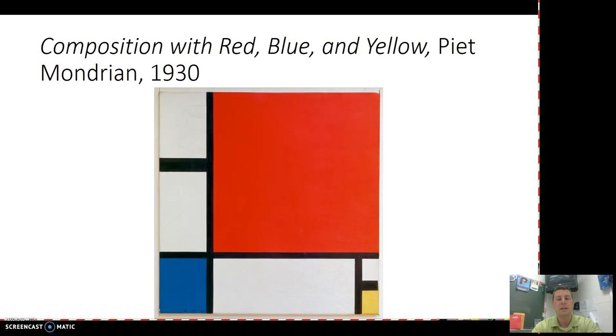So just another one. This is considered Post-Impressionist. This is Composition with Red, Blue, and Yellow, by Mondrian. You can see that there is no true subject to this. There's not a person. It's not a landscape of any kind. It's simply using geometric patterns.